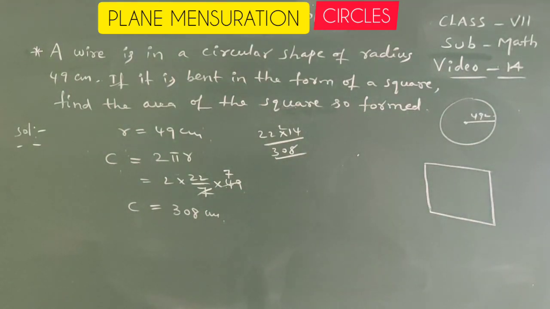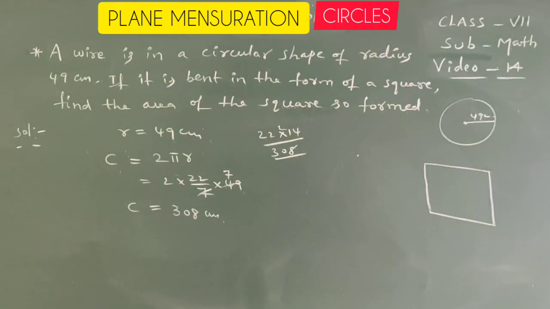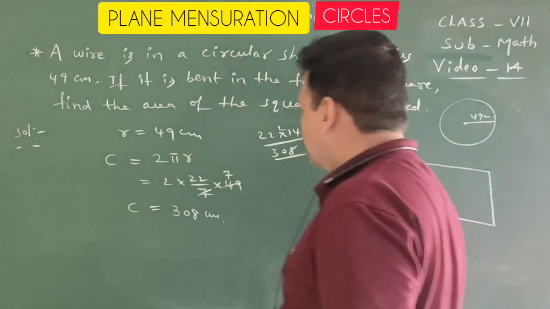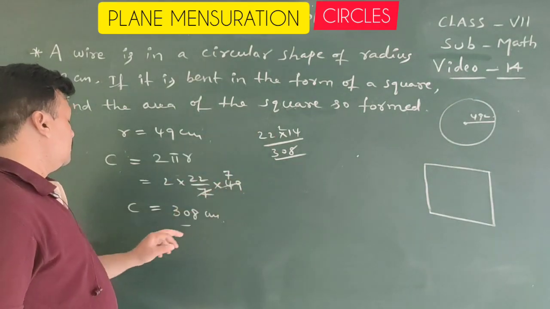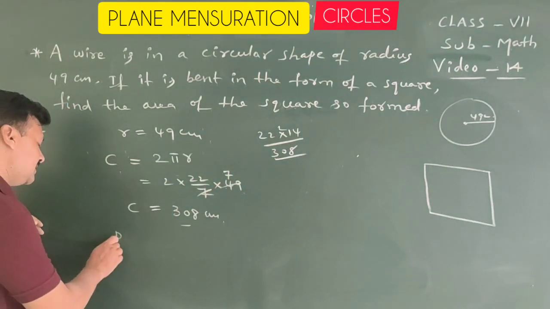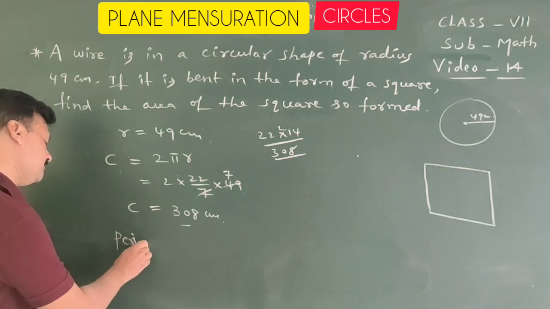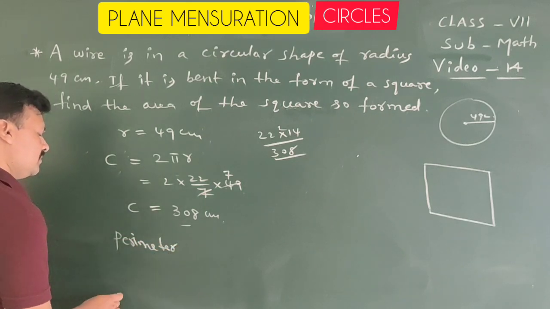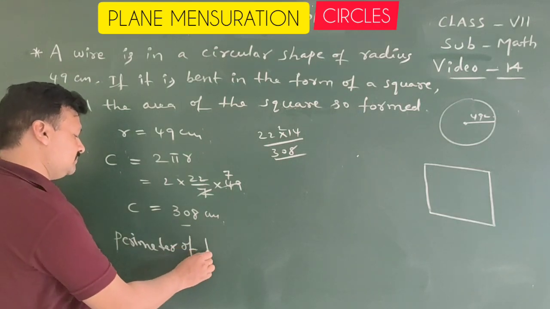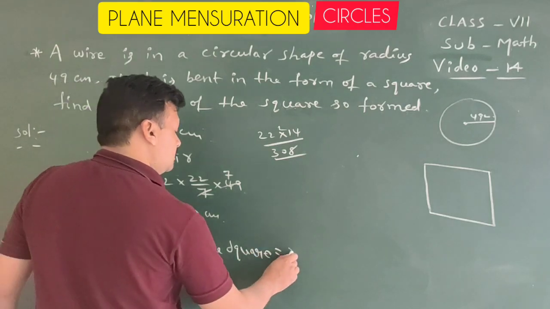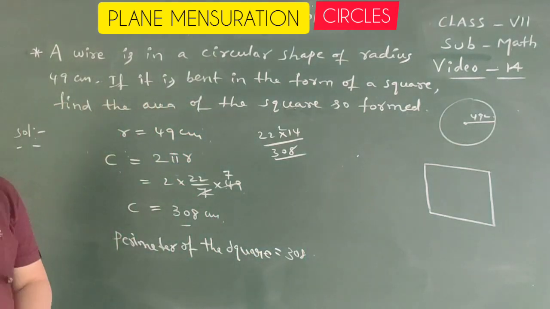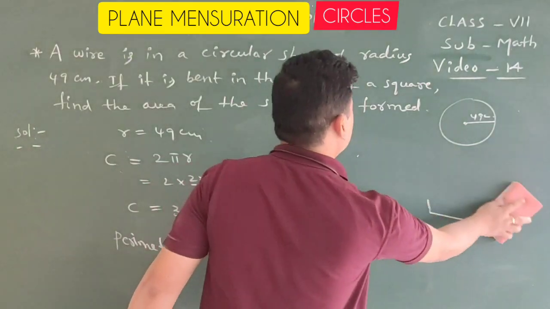Now C is 308. Now we have the total length of the wire. Now we need to convert it in terms of a square. So this circumference becomes the perimeter of the square. Okay, perimeter of the square is equal to 308.